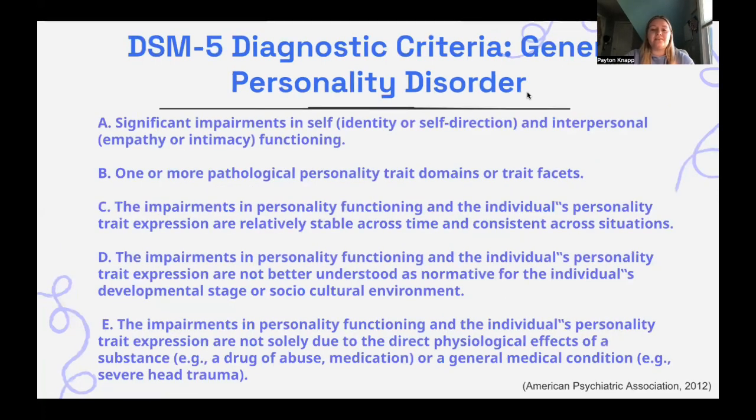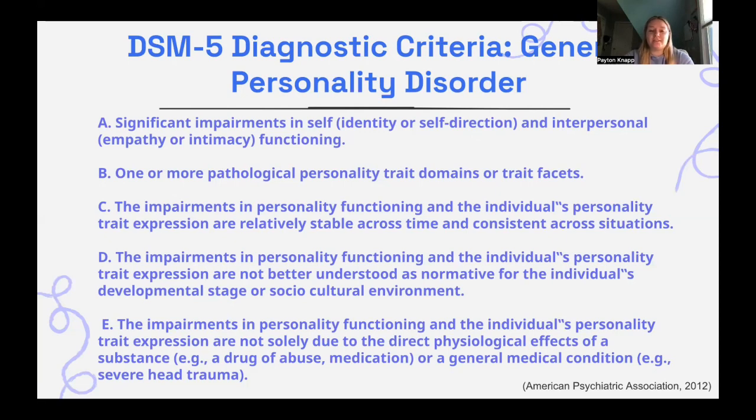So the DSM-5 diagnostic criteria, this is for general personality disorder, and then we'll have a handout explaining the criteria for each disorder and each cluster. So for general personality disorder, it's that they have a significant impairment in self, such as self-identity or self-direction, and interpersonal functioning like empathy or intimacy.